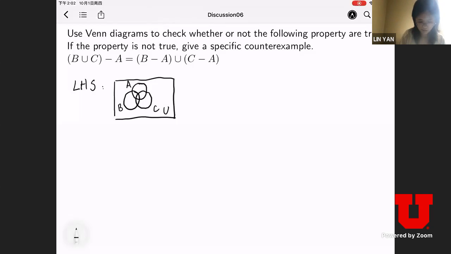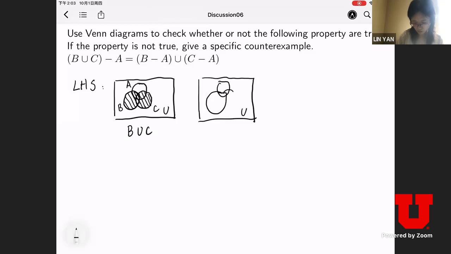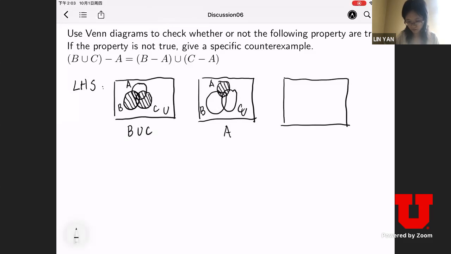In the left-hand side, there is an operation B union C. So we can put lines in B and C to show that elements come from either set B or set C. And we have the same universal set U, set A, set B, and set C. This represents set A. And finally, we can get the left-hand side operation.